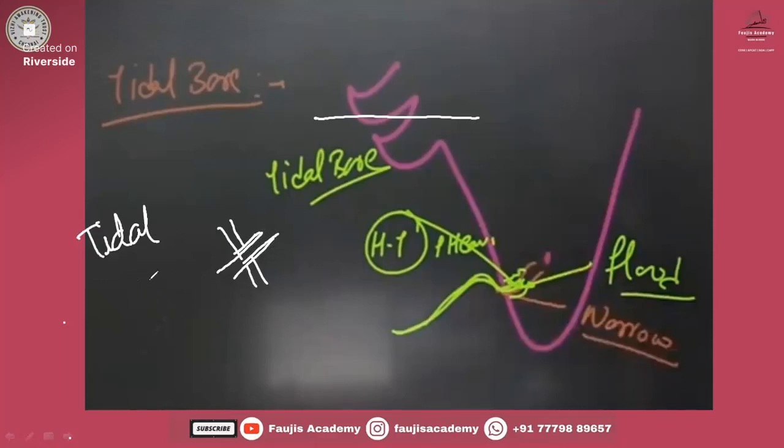Now, because of high tide, what happens? It has gone and hit these places. Then because of erosion, it has formed a trench type formation, or you can say a valley type formation.